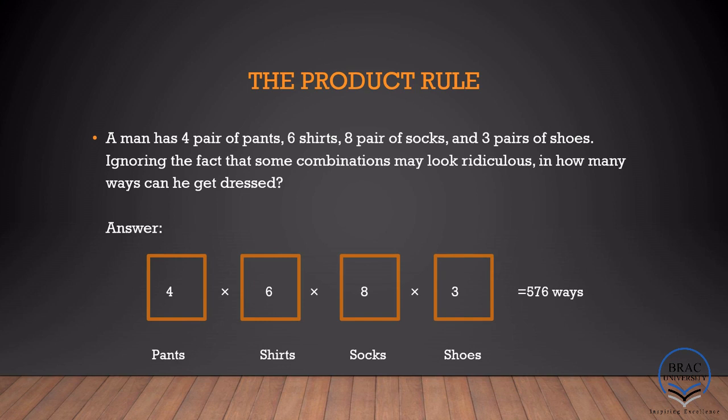6C1 or just 6. While choosing the pair of socks, again he has 8 options and he has to pick one, so that is 8C1. While choosing a pair of shoes, he has 3 different pairs, he has to pick one, so 3C1. So 4C1 times 6C1 times 8C1 times 3C1, that is 4 times 6 times 8 times 3, 576 ways.